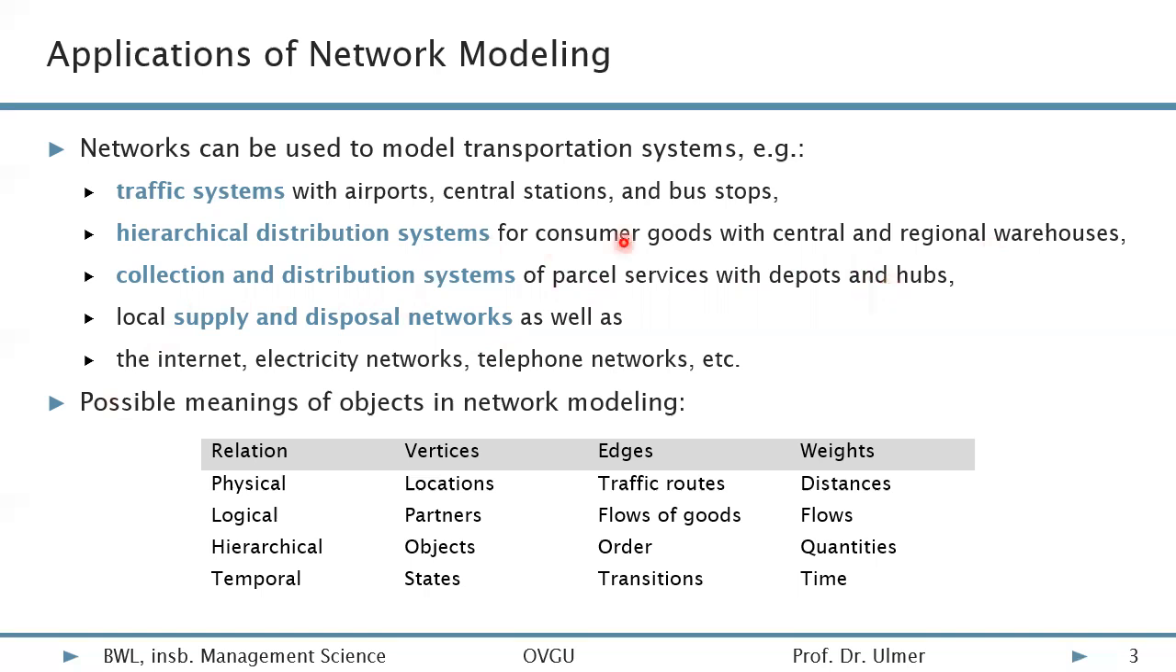And then we have local supply and disposal networks. Those are very often the ones we're looking at if it gets more operational, where we try to supply our city with parcels, or we want to get rid of waste in the city. On the edges, we have the amount we need to collect from a street. This is all transportation, but others, I didn't change the slide, by the way.